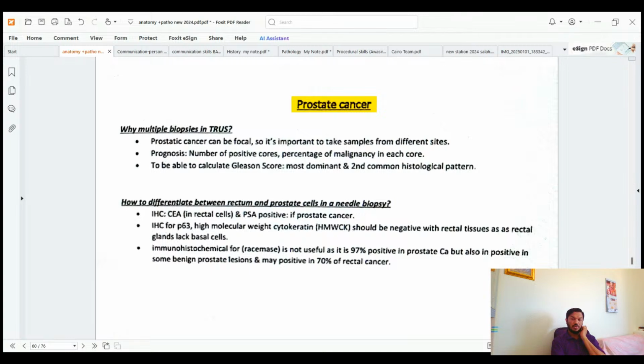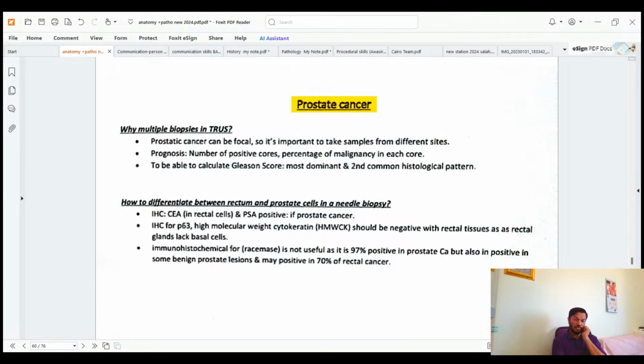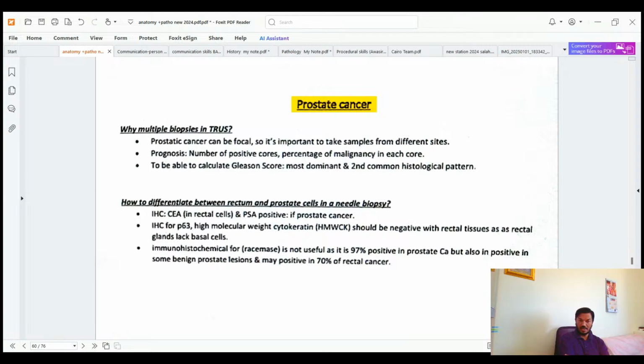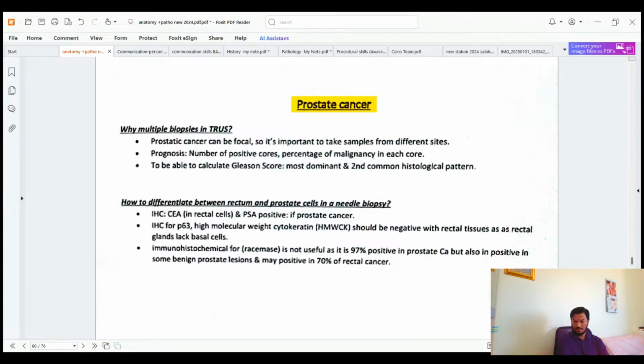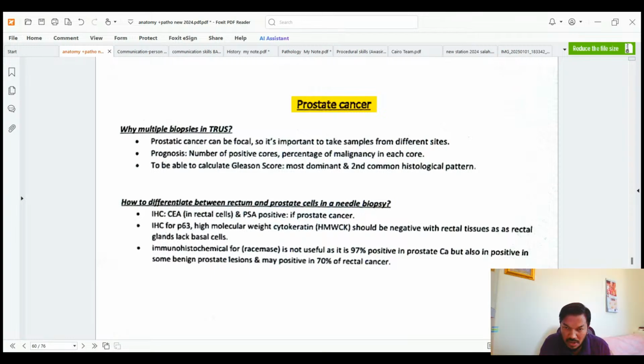How to differentiate between rectal and prostate carcinoma in needle biopsy? In immunohistochemistry, carcinoembryonic antigen is positive in rectal cells and PSA is positive in prostate cancer. P63 and high molecular weight cytokeratin should be negative in prostate cancer.